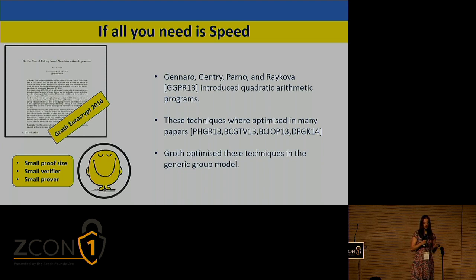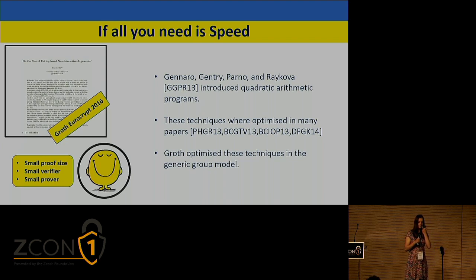Saying that the provers are expensive, we do have some that are better than others. And if the only thing you're concerned about in your scheme is speed, the scheme you want to use at the moment is GROTH 2016. Okay? This has the smallest proof size and the smallest verifier and the smallest prover in the literature.